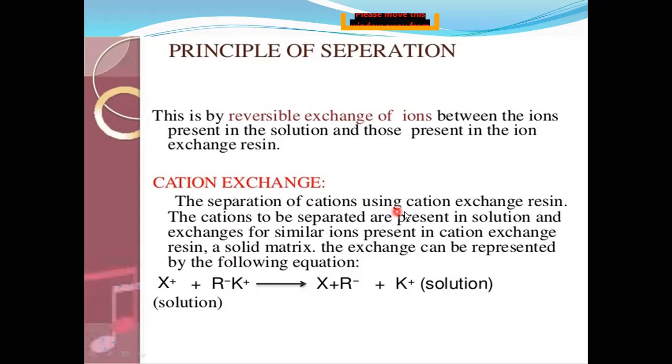So for the separation of cations using cation exchange resin, the cations to be separated are present in the solution and exchanged for the similar ion actually present on the cation exchange resin, a solid matrix. The exchange can be represented by the following. So this is the solid matrix. This K plus is what? The cation on the exchange resin. This is the ion K plus present on the cation exchange resin. X plus is present in solution.